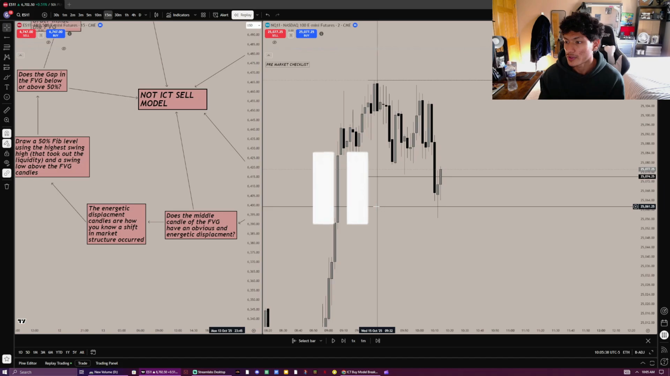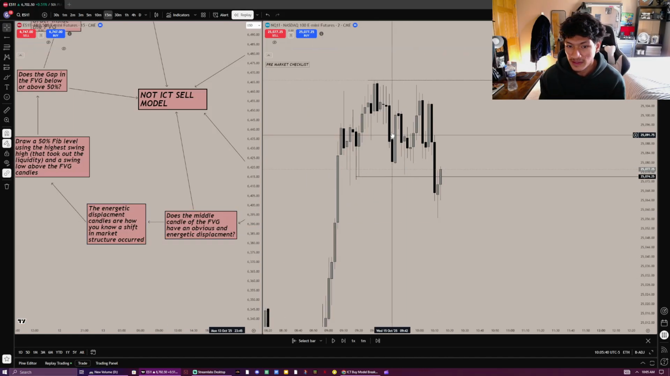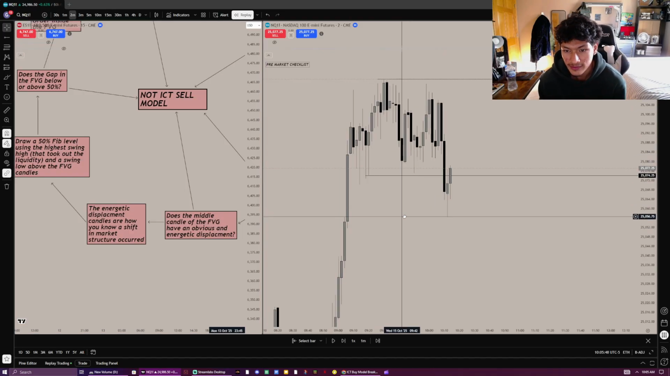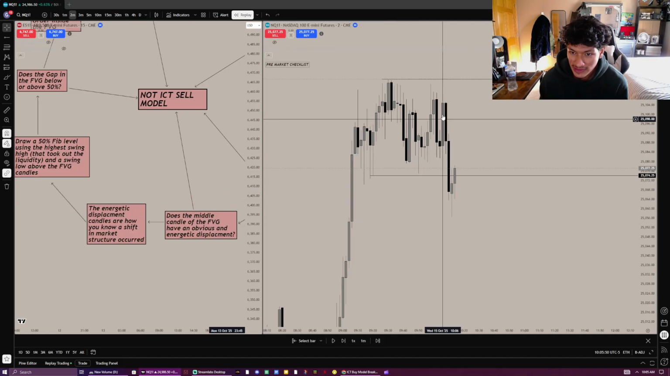If it's shorter, then that's more energetic. The longer the wick, the less energetic. You could get it all messed up there, because if you think that this is energetic displacement, or even this little sell-off here, you might get stopped out early. So you really got to make sure you identify what is an energetic displacement, right?